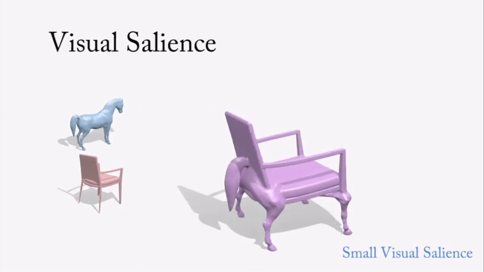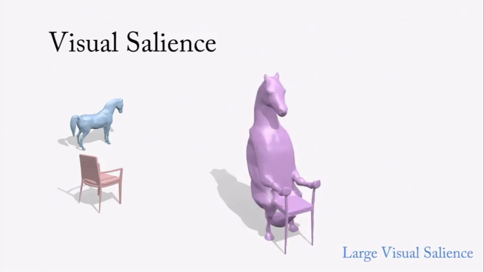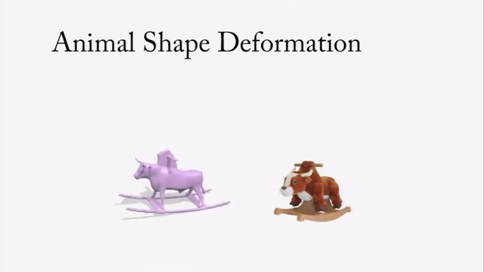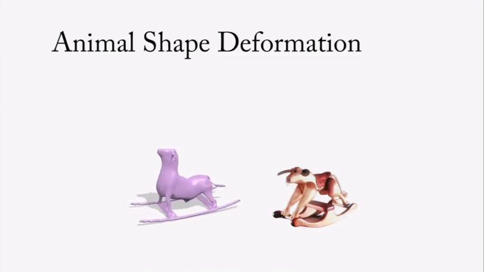This example shows the creation of a horse chair. By controlling the weight associated with the visual saliency, our approach can create different horse chairs showing different portions of the horse. A rocking horse and a cow merges into a rocking cow. By allowing a larger deformation of the animal shape, our approach creates another rocking cow that is similar to this real-world design shown.